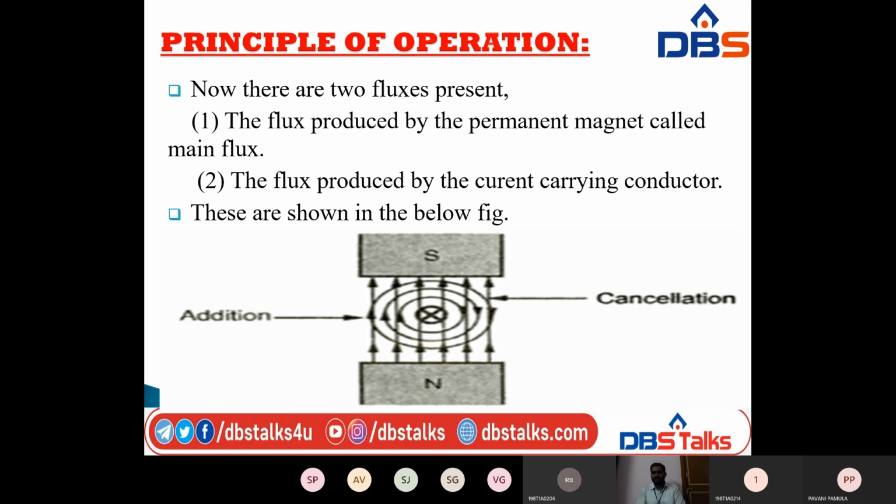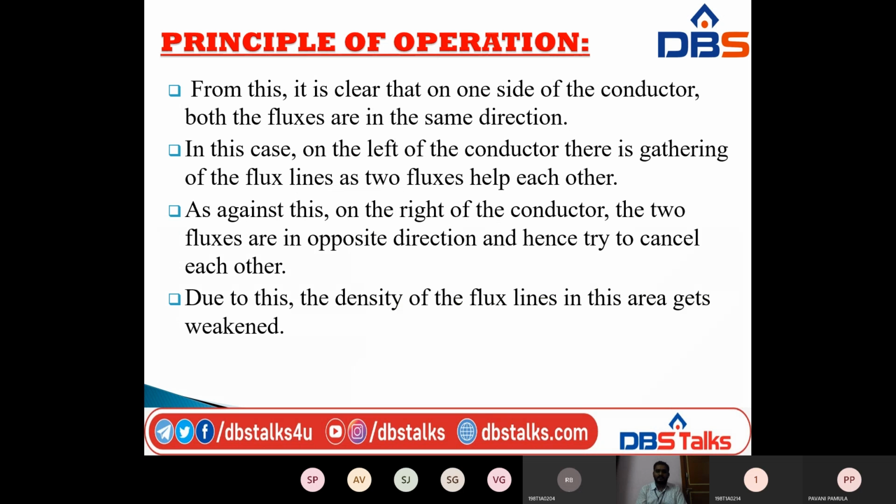If you see this diagram, we are using two poles, one south and one north pole. In between, we are placing a current carrying conductor, and there are two fluxes: one is the main flux and the other is the flux produced by the current carrying conductor. From this it is clear that on one side of the conductor, both fluxes are in the same direction.